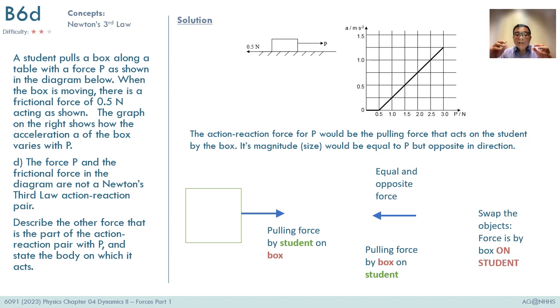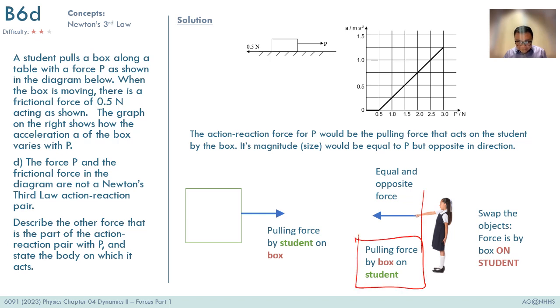Once you have labeled this properly, you realize that this paired force is a force that is acting on the student as what you have written. So therefore, you can join the student. With this, you are able to identify what is the paired force very easily, and also what is the object that this paired force acts on.